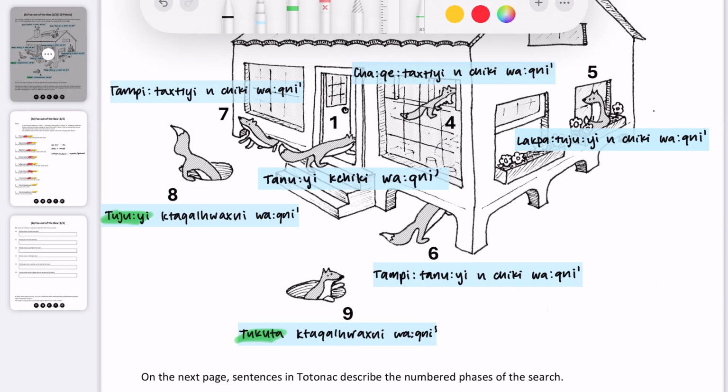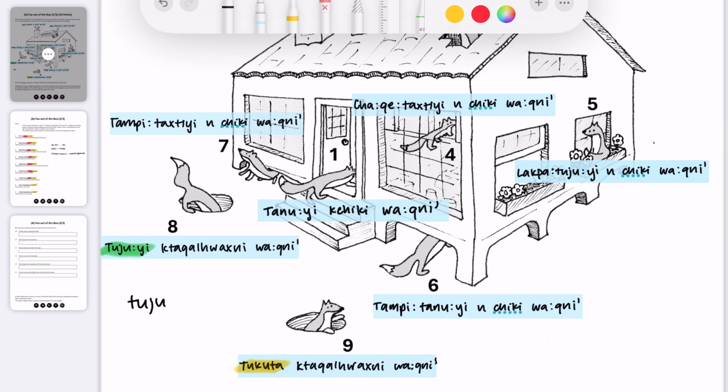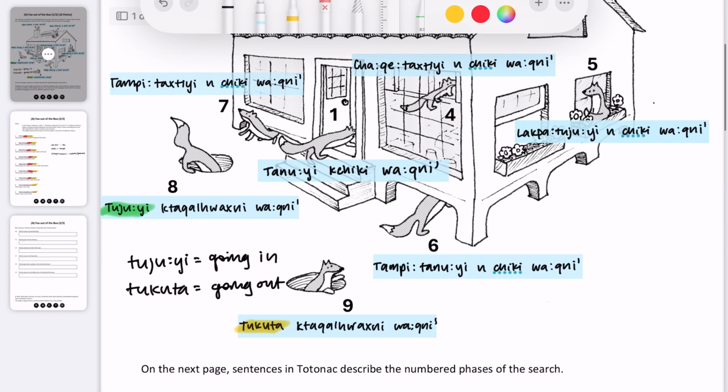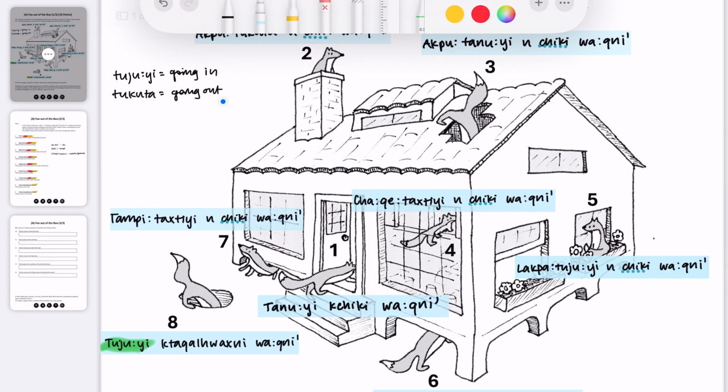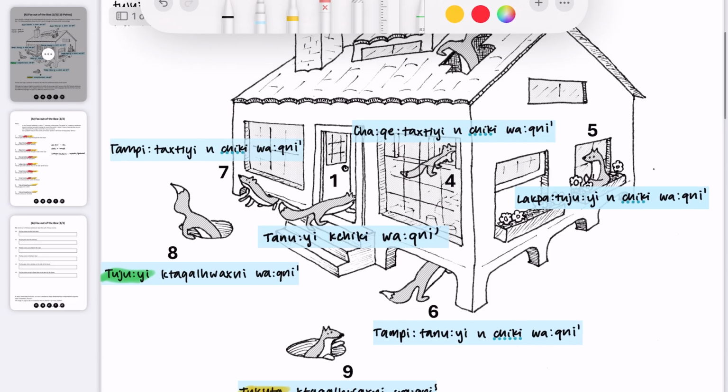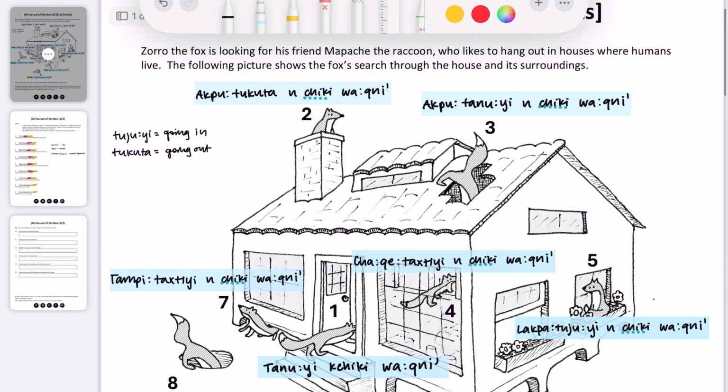So that's got to be the difference between the fox going in the hole and the fox coming out of the hole. So, okay, let's mark this green for going in, and then let's mark this yellow for going out. So we can also write that here. Tuju-yi equals going in, and tukuta equals going out. Let's move that over here so we can have a little bit of a word bank going. Ooh, there's not much space. Okay, there's a bit of space here, and I'll make it smaller. Okay, so now that we have that, we can see if we can find it in any other places.